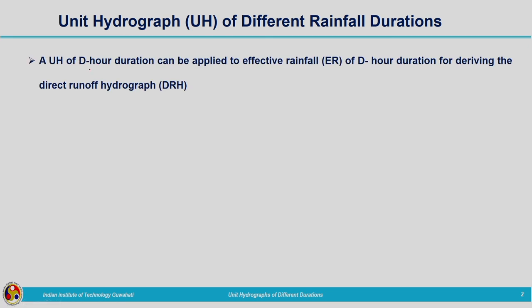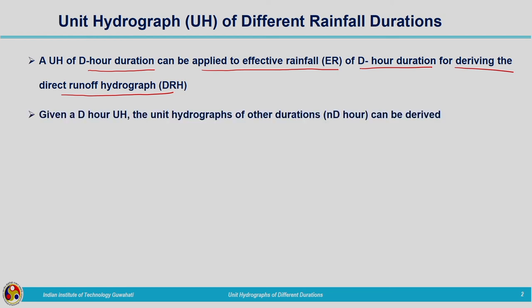A unit hydrograph of D_R duration can be applied to effective rainfall of D_R duration for deriving the direct runoff hydrograph. That is by making use of the principle of proportionality. If you are having a D_R unit hydrograph, we can produce the direct runoff hydrograph having the same duration. Now, given a D_R unit hydrograph, the unit hydrographs of other durations, that other duration I am specifying again, can be represented by nD_R.